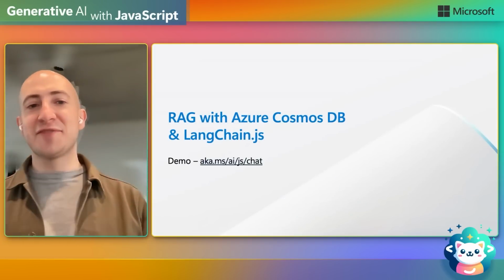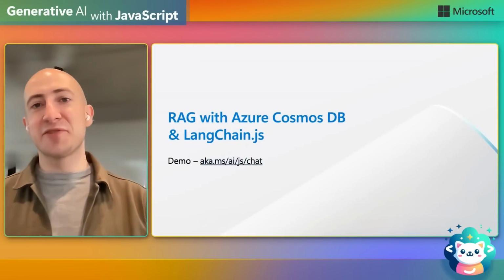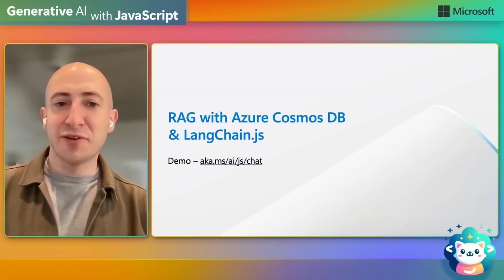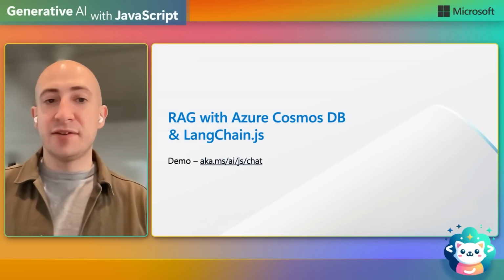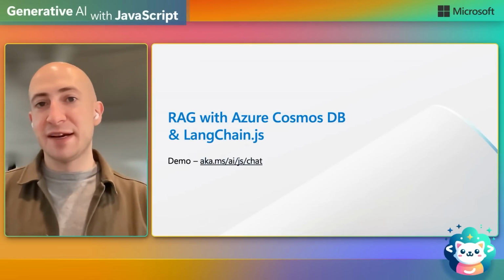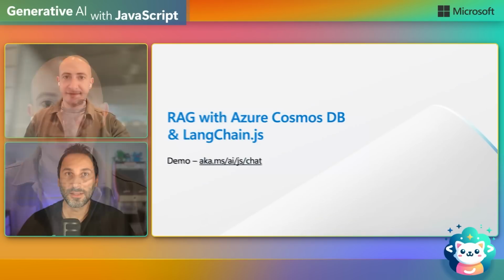Okay, so I've done a lot of talking about how great Cosmos DB is with vector search. Let's take a look at what that looks like in JavaScript with LangChain.js. So we'll hand it over now to Johan to show us what he's got.